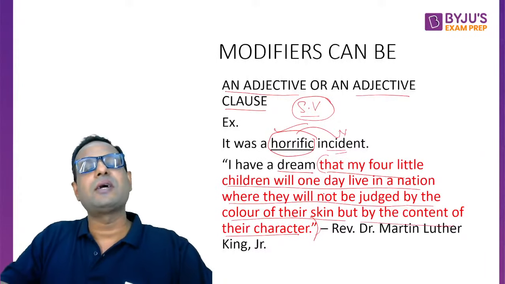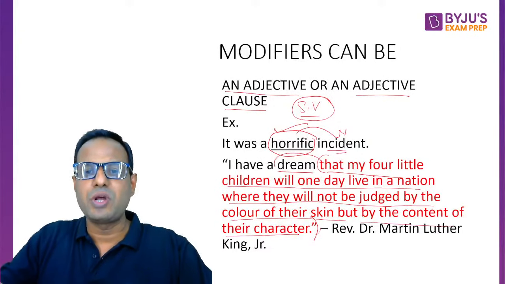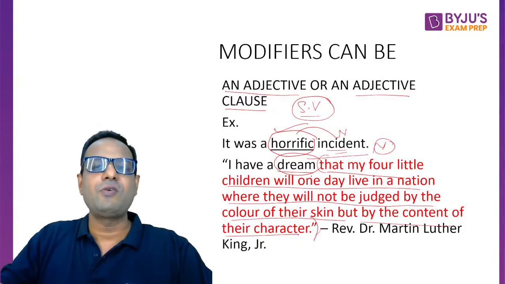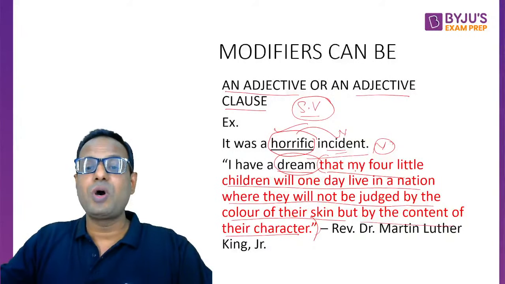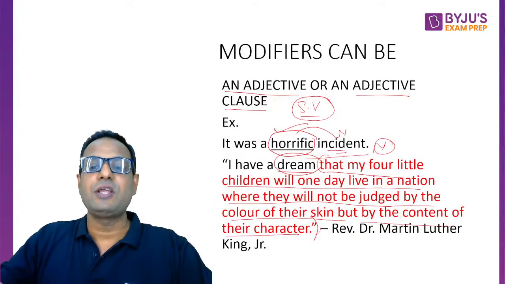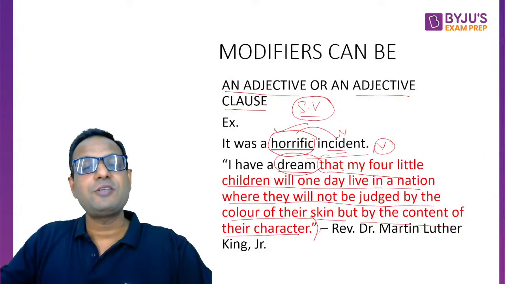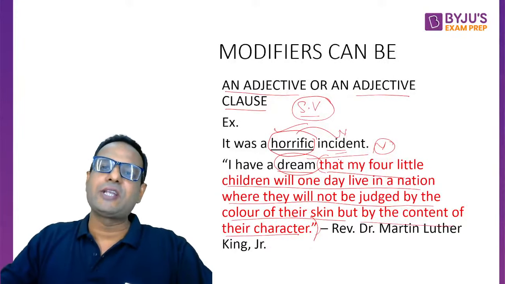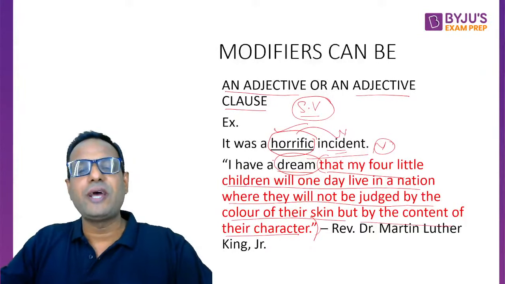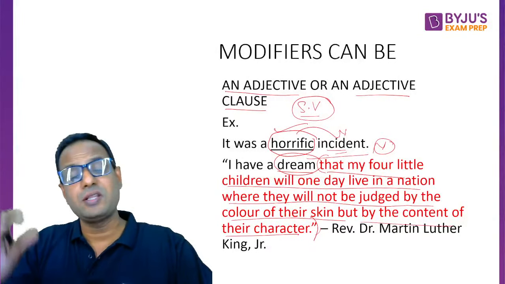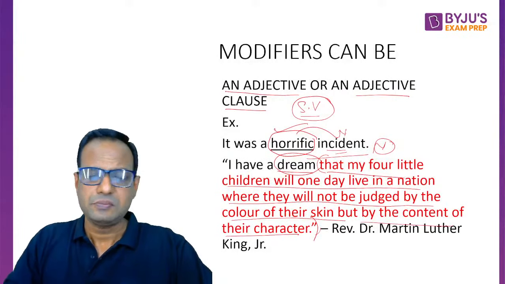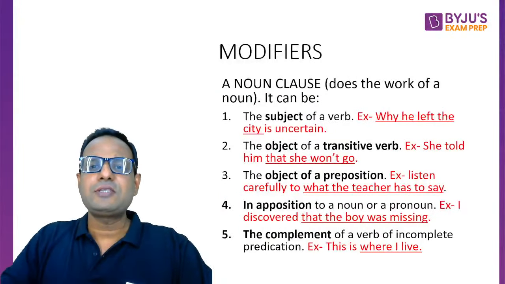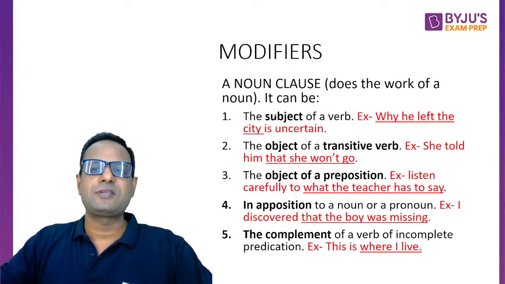What exactly does it modify? Don't you think it talks about dream? And what is a dream? Dream is a noun. So anything that qualifies a noun will have to be an adjective. So this is one long adjective clause. It talks about dream. Hence, it is a modifier that qualifies the word dream. Is that understood? So this is an adjective or an adjective clause. They function as modifiers. This is another kind of modifier. Let's look at the next variant.